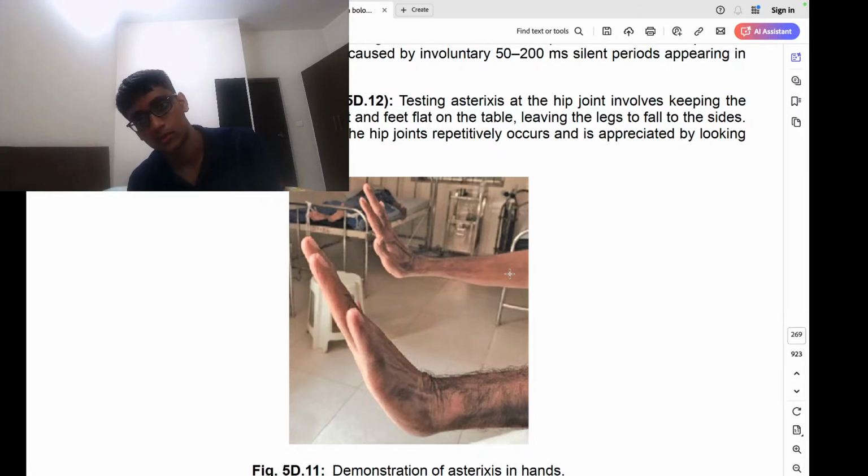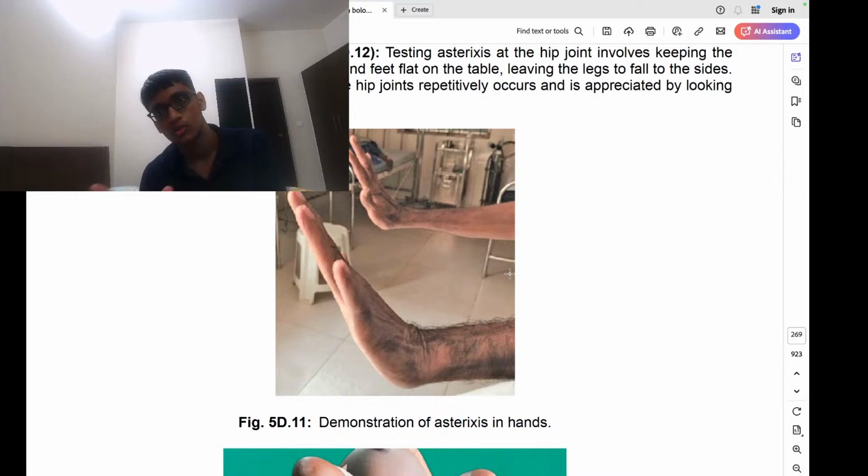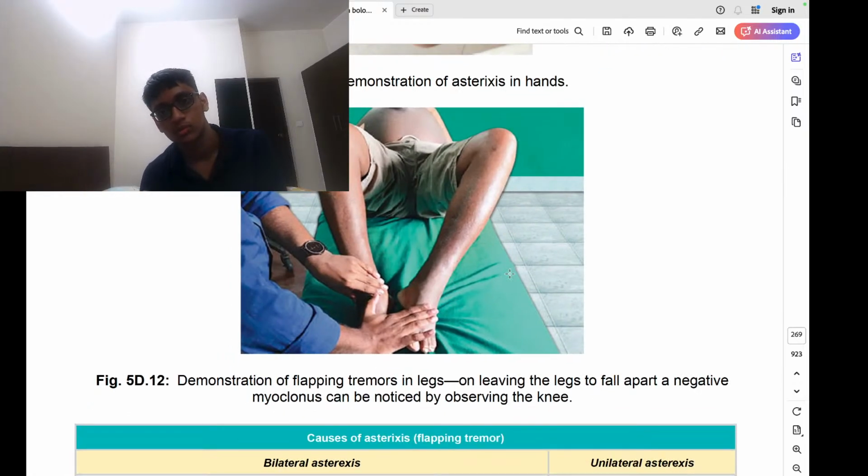Then demonstration of asterixis at the hip joint involves keeping the patient in supine position with knees bent and feet flat on the table, allowing the legs to fall to the sides. Negative myoclonus at the hip joint repeatedly occurs and is appreciated by looking at the knees. So these people, they'll come like this, like this. They'll just flex their legs.